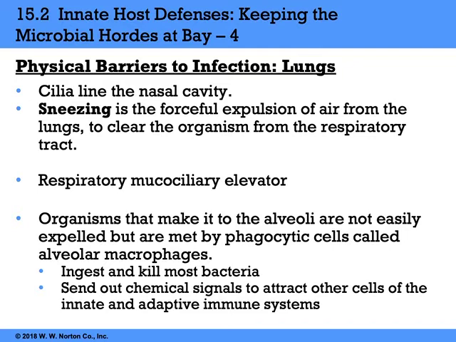Okay, organisms that make it to alveoli aren't easily destroyed, but eventually wandering macrophages will find and kill them. They ingest and kill bacteria and send out chemical signals to attract other cells of innate and adaptive immunity. And then, of course, what happens once that stuff's destroyed is it becomes part of the lymphatic drainage from the lungs and is filtered by the lymph nodes that are found in the thoracic region.